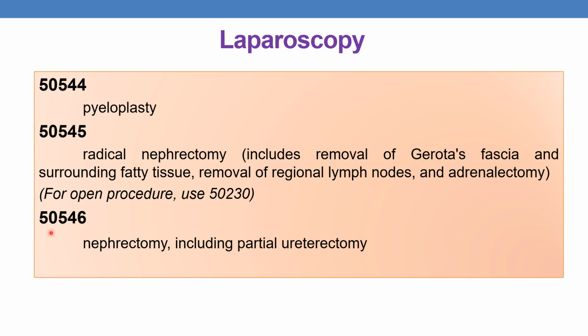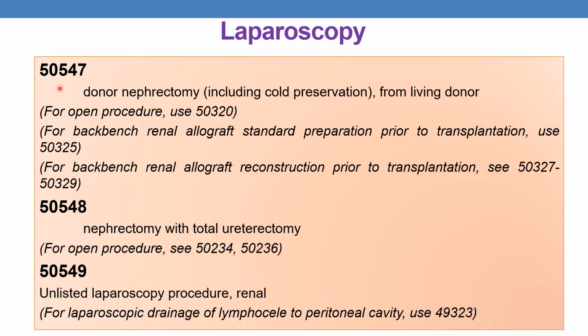The next is laparoscopy surgical with nephrectomy, including partial ureterectomy. The CPT is 50546. The next CPT is 50547. Laparoscopy surgical with donor nephrectomy, including cold preservation from living donor. And for open procedure, you need to see 50320. And for backbench renal allograft standard preparation prior to transplantation, you need to use 50325. And for backbench renal allograft reconstruction prior to transplantation, you need to refer the CPTs 50327 and 329.